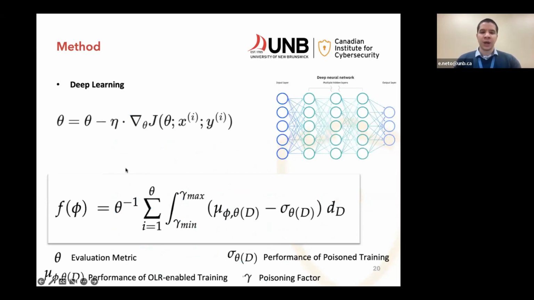So basically what we're doing is integrating over different poisoning percentages, like the percentage of labels flipped, right? In that range, we try to understand how well we are doing in terms of the recovery from the perspective of the metrics, right? We consider different metrics, so we can have multiple metrics in this problem. We are considering the performance of the system with OLR-enabled training. Basically, we are recovering the labels and training, and then comparing it to the performance of a poisoned training, or a training with no recovery procedure at all, right?